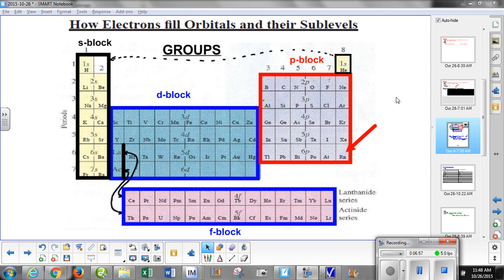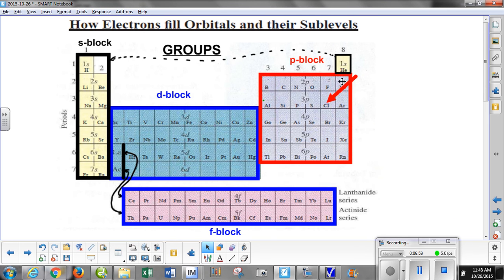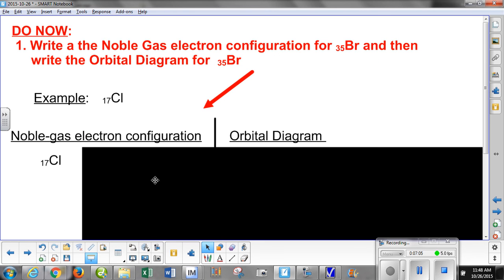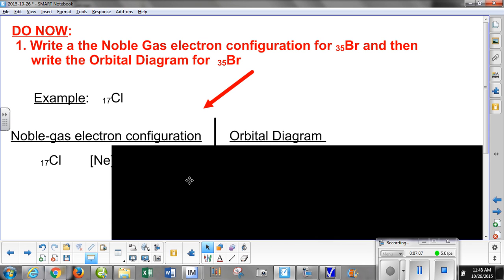So we go back here and we look at chlorine, go up 1 over to the end, and yes, it is neon. So we're going to take and put in neon. That's our first thing. And those of you in the class, write this down. This is a good example.